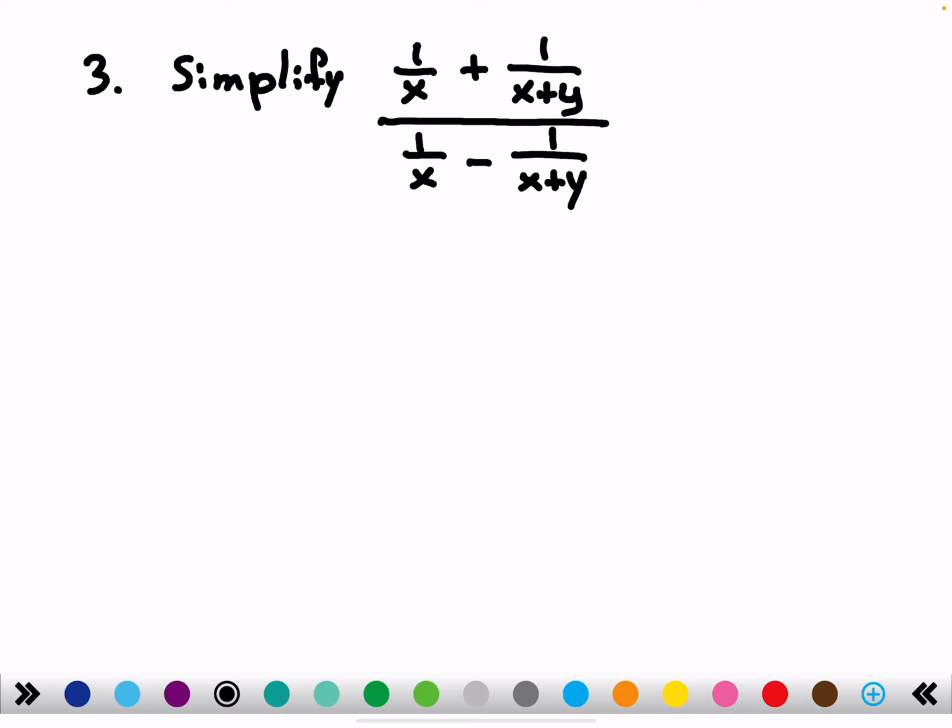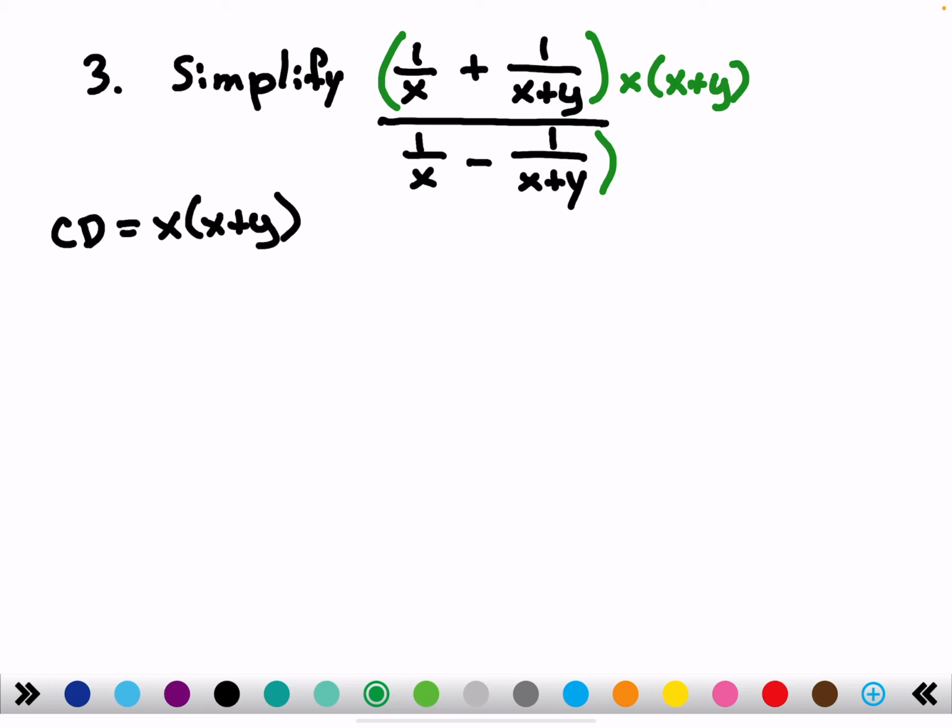Number 3, let's simplify the complex fraction 1 over x plus 1 over x plus y, over 1 over x minus 1 over x plus y. Now remember, multiply top and bottom by the CD. The CD is x times x plus y. So we'll multiply the numerator times x plus y, as well as multiply the denominator times x plus y.